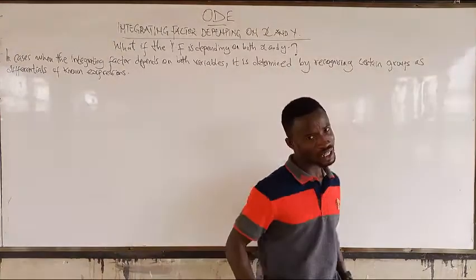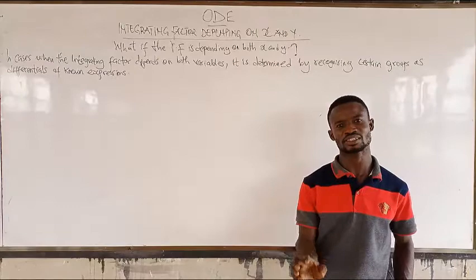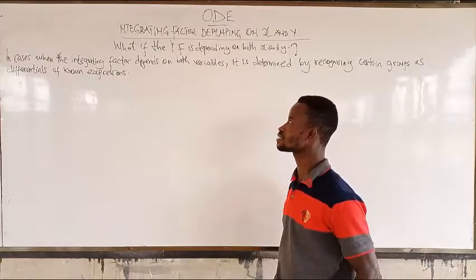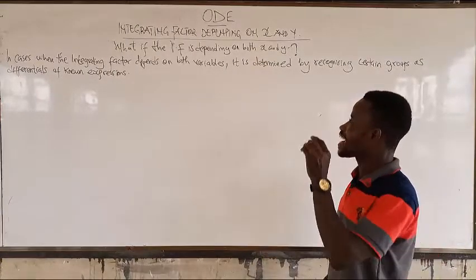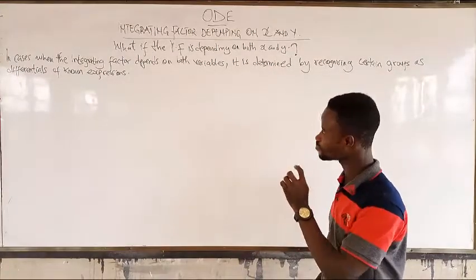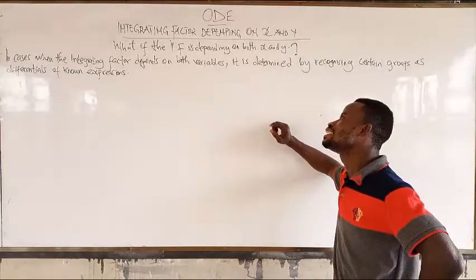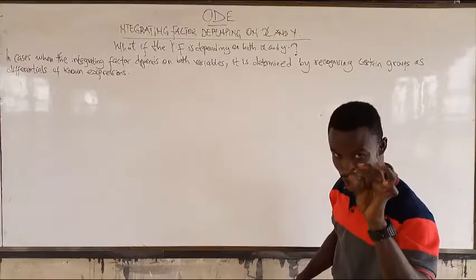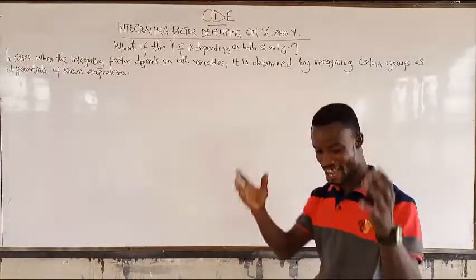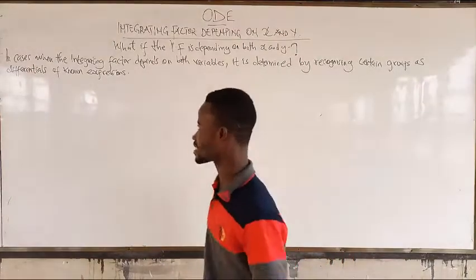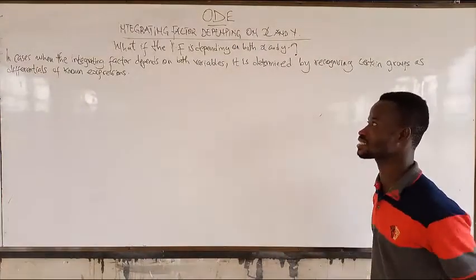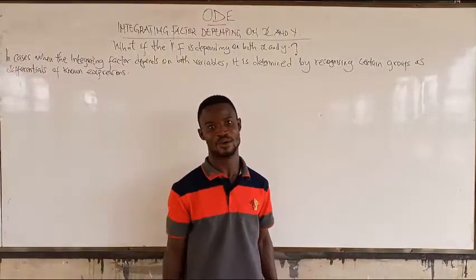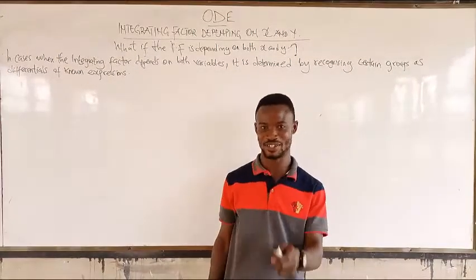But that one has a limitation: it only works if the integrating factor is dependent on x or y alone. But what if the integrating factor is dependent on both x and y? Alright, so it's going to be interesting in cases when the integrating factor depends on both variables. In fact, this is what I'm sure most of you are waiting for. I'll give it to you and you will love it, alright?